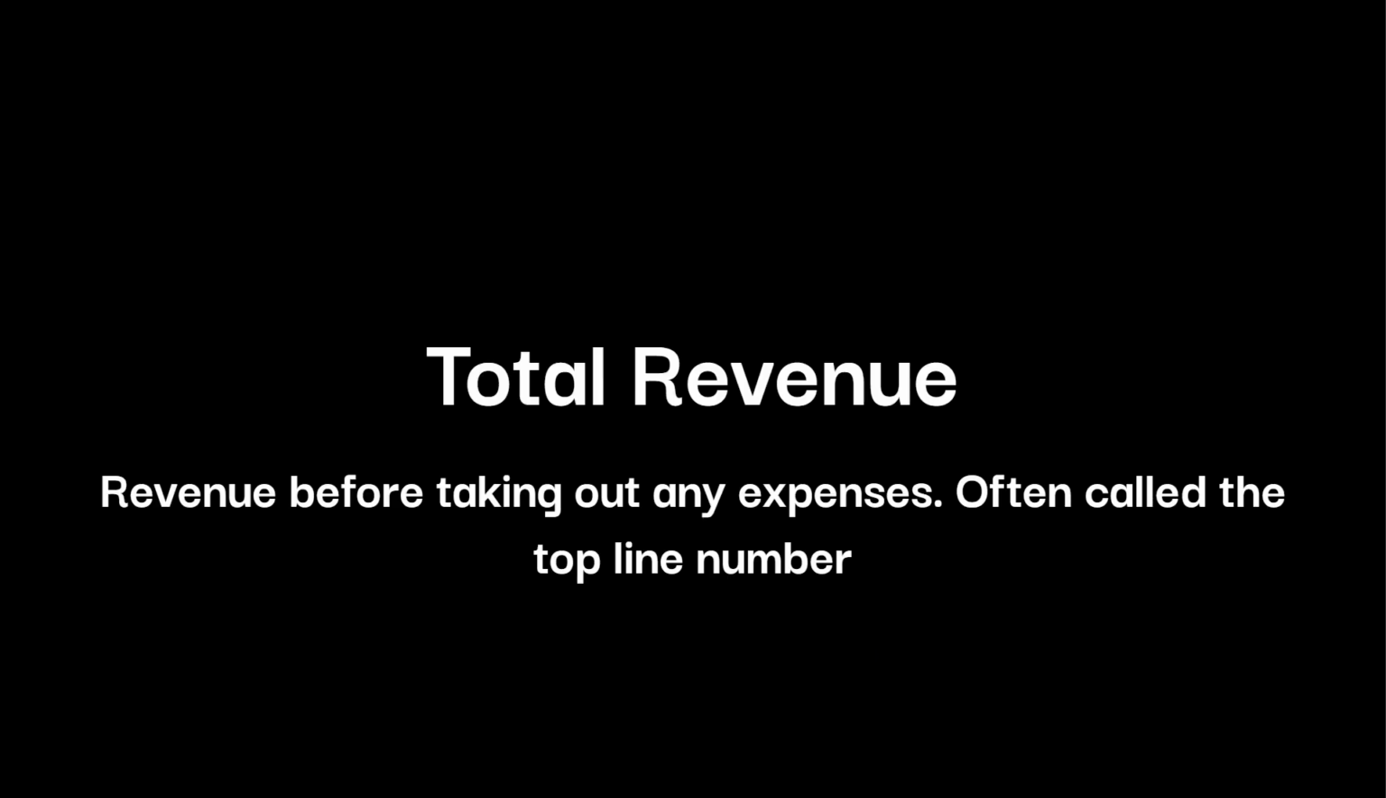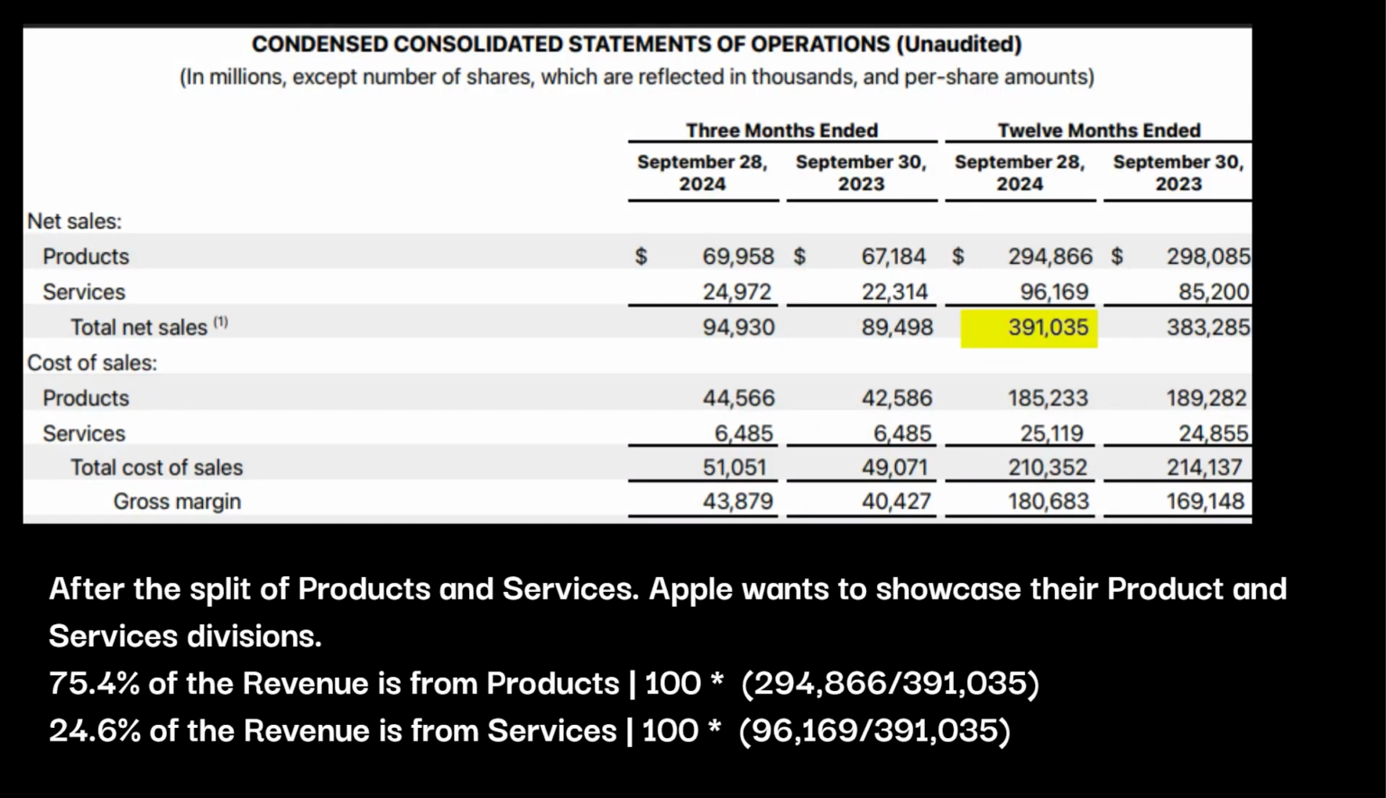Okay, so we're going to start off with total revenue. And total revenue is revenue before taking out any expenses. This is often called the top line number. And you can see over here, it says total net sales. And that is this over here, right? 391,035. And what's interesting is on Apple's statement, we can determine how much of this total revenue came from products and how much of it came from services.